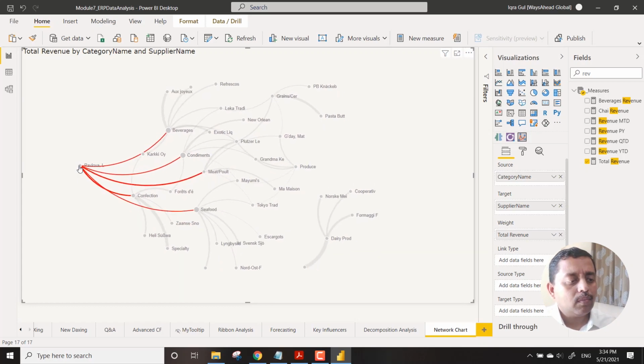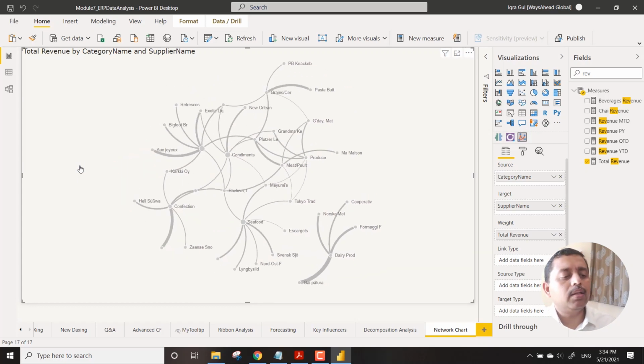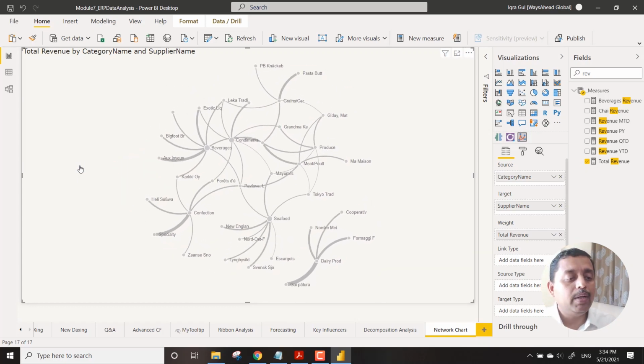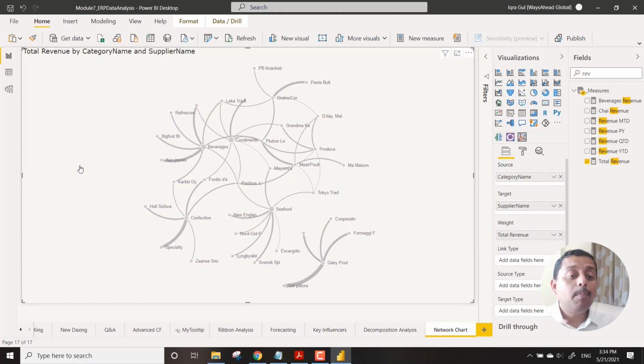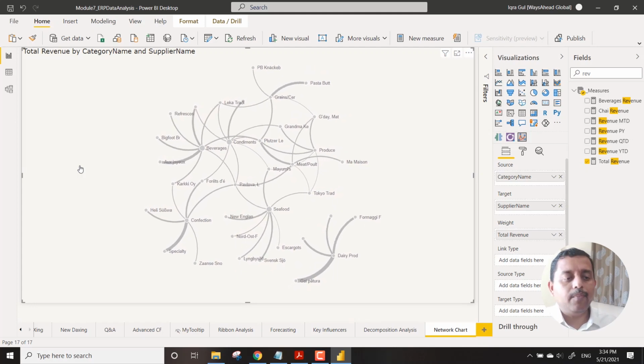So this particular chart has the capability to analyze a big sort of data and then put it in a visual format in such a way that it is easy to understand the patterns actually. So this is all about the patterns of the data that you look forward to.